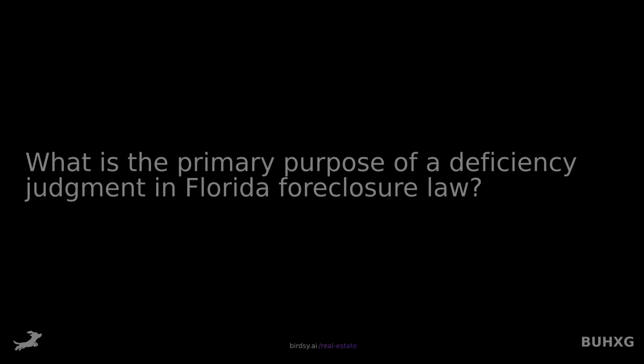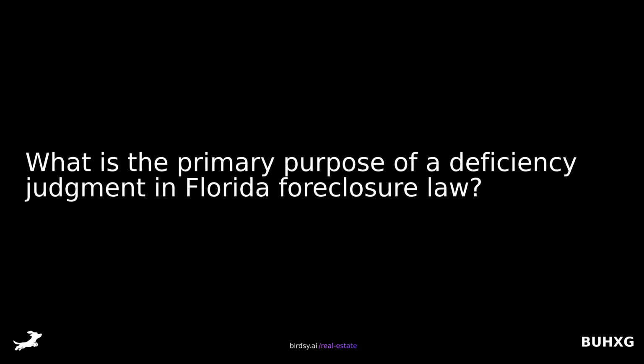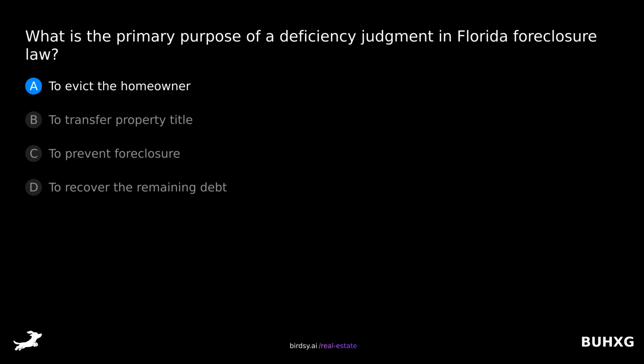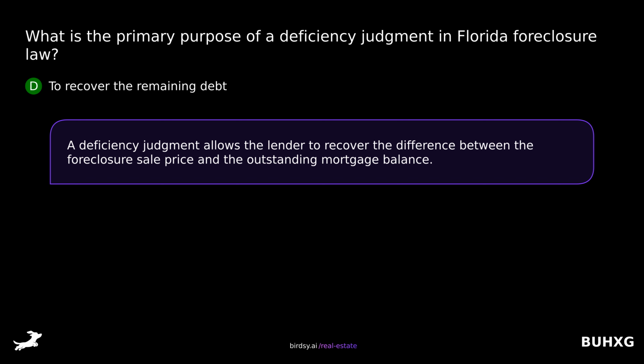finances. What is the primary purpose of a deficiency judgment in Florida foreclosure law? Is it A, to evict the homeowner, B, to transfer property title, C, to prevent foreclosure, or D, to recover the remaining debt? The answer is D, to recover the remaining debt. A deficiency judgment allows the lender to recover the difference between the foreclosure sale price and the outstanding mortgage balance.